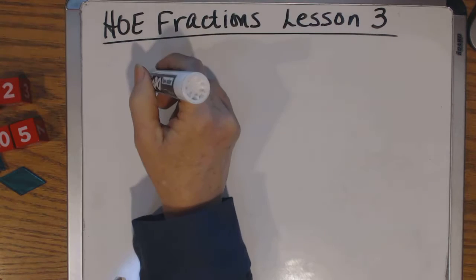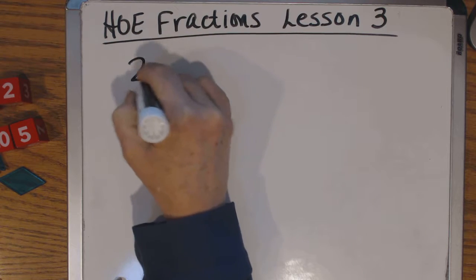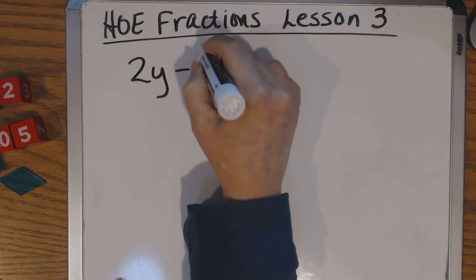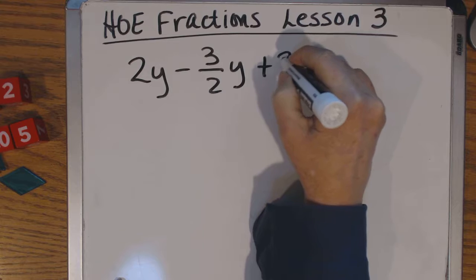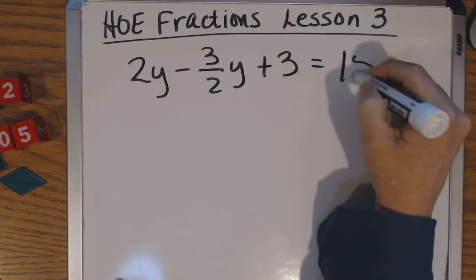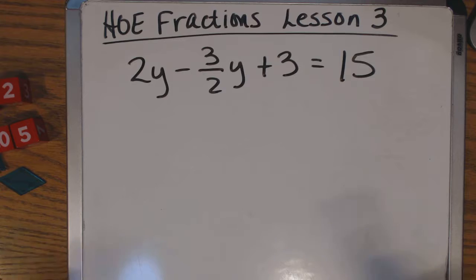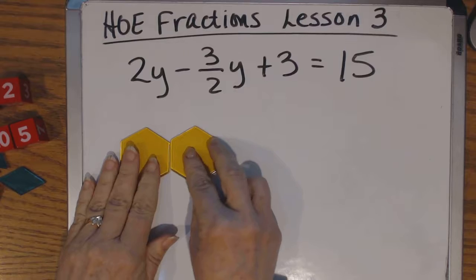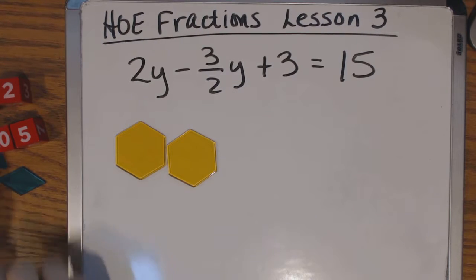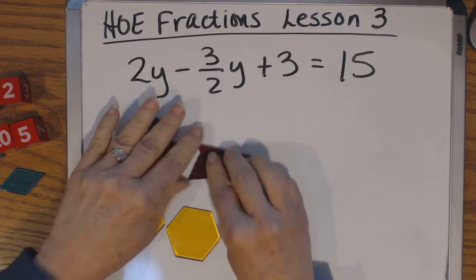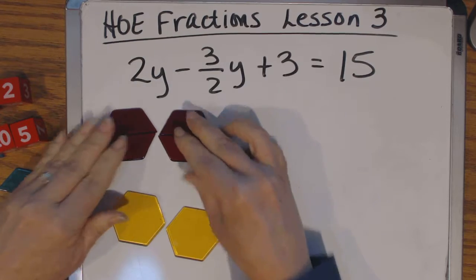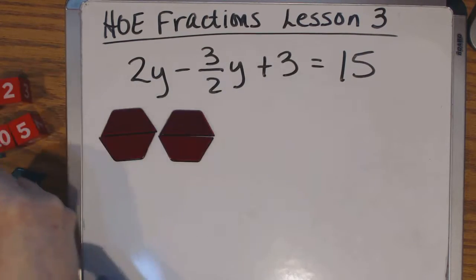Example 2. 2y minus 3/2 y plus 3 is equal to 15. Okay, so this one, I could start by adding my 2 y's, but in order to subtract 3/2, well, I really need to be thinking about my 2 y's in terms of halves. So instead of adding 2 y's, I'm going to start with adding my 2 y's as halves.